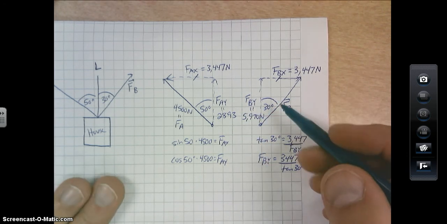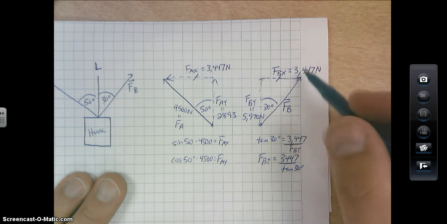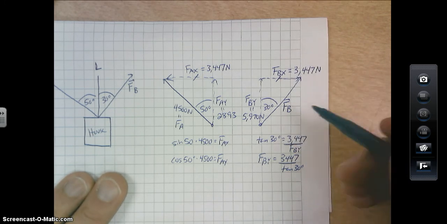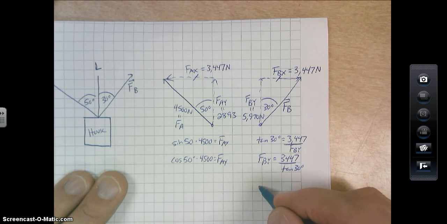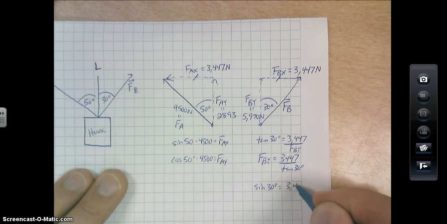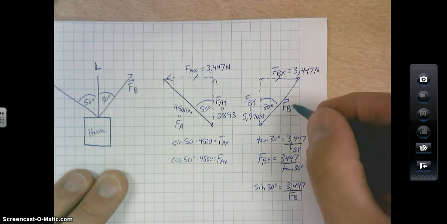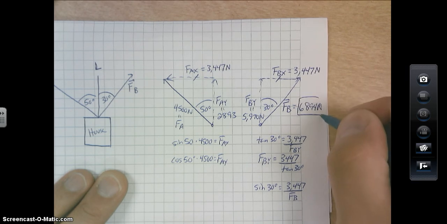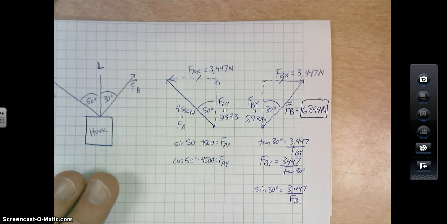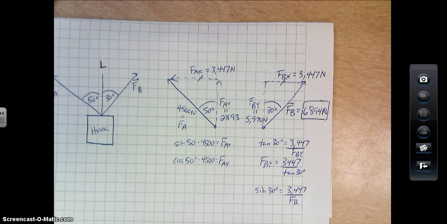And then we can use Pythagorean theorem, or we can use this side to get F of B. So this is the hypotenuse and the opposite side. So if I do the sine of 30 degrees is 3,447 over FB, then I get FB being 6,894 newtons. Now, I believe in the question, though, they said determine F of B and the magnitude of FA and FB.